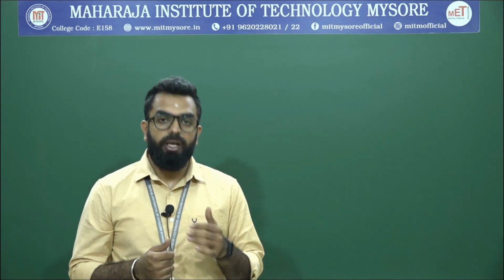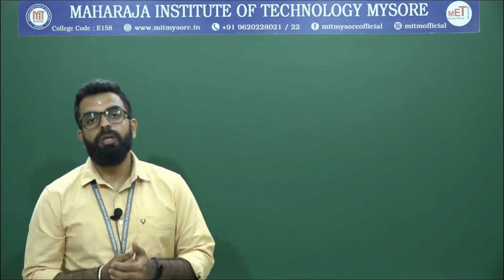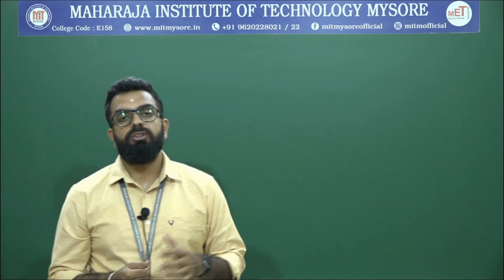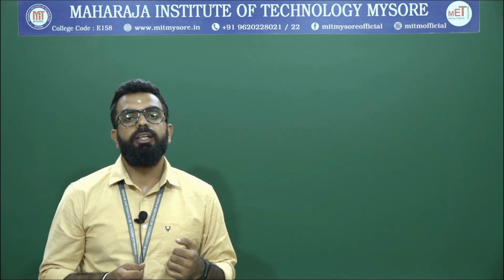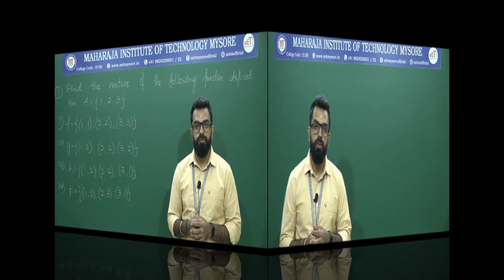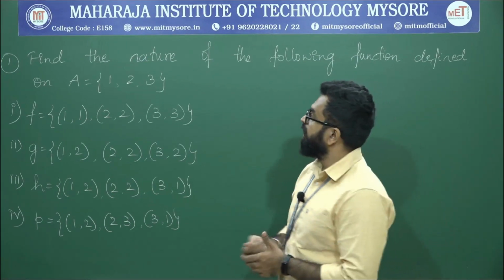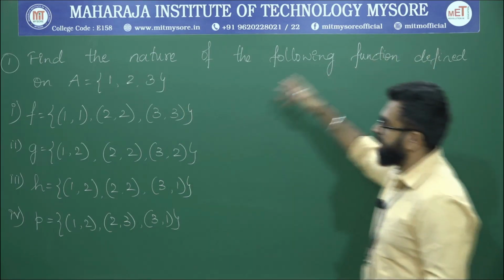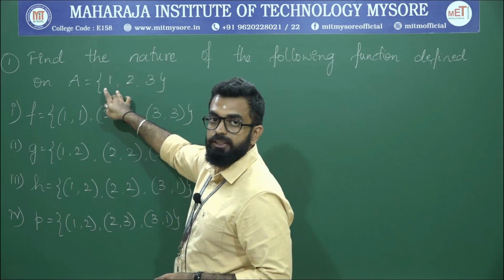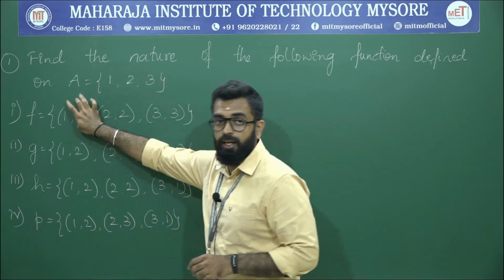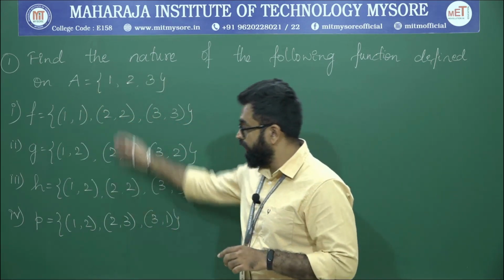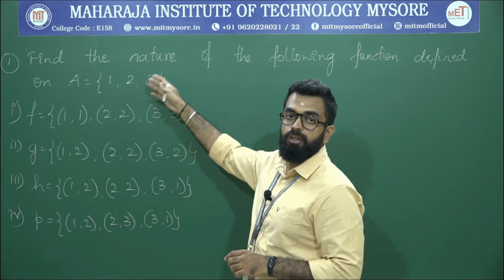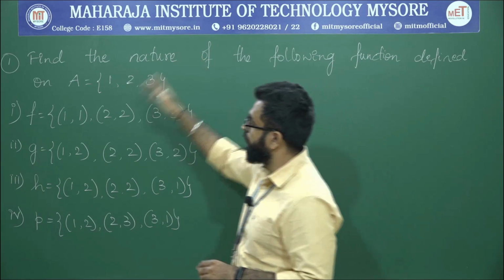as bijective function. So keeping these types of function in mind, in this session we'll try to solve a few problems on that and get a clear understanding. The first problem is on the board here. Find the nature of the following functions defined on the set A, which consists of the elements 1, 2 and 3. The given functions are defined on the set A, which consists of elements 1, 2 and 3.